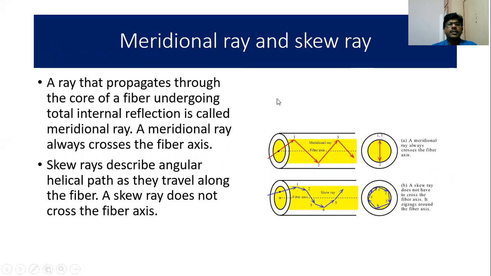Now we can define and see what is a meridional ray and a skew ray. A ray that propagates through the core of a fiber undergoing total internal reflection is called a meridional ray. A meridional ray always crosses the fiber axis. This is the fiber axis over here. So a meridional ray always crosses the fiber axis. What are skew rays? Skew rays describe an angular helical path as they travel along the fiber. A skew ray does not cross the fiber axis. It just goes around the axis of the fiber. It does not cut across the axis of the fiber. So that is what a meridional ray and a skew ray are.